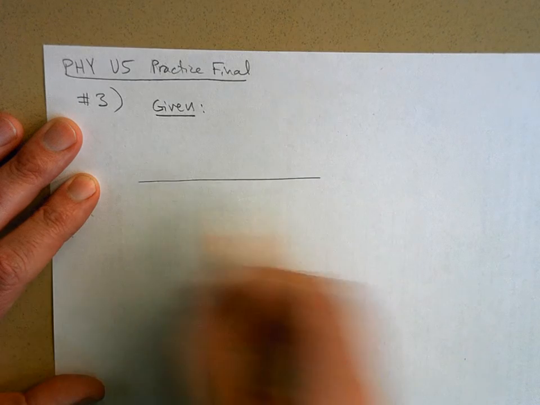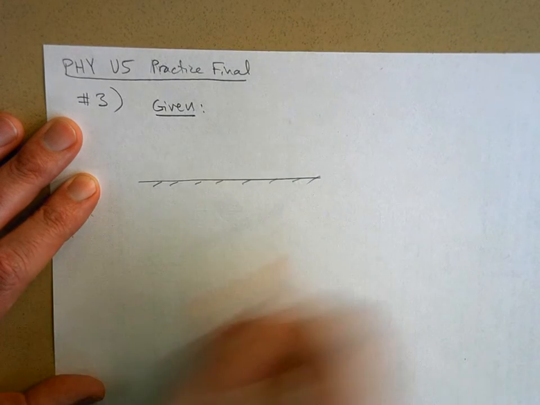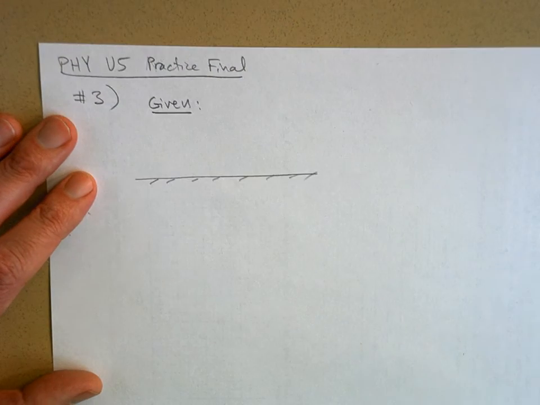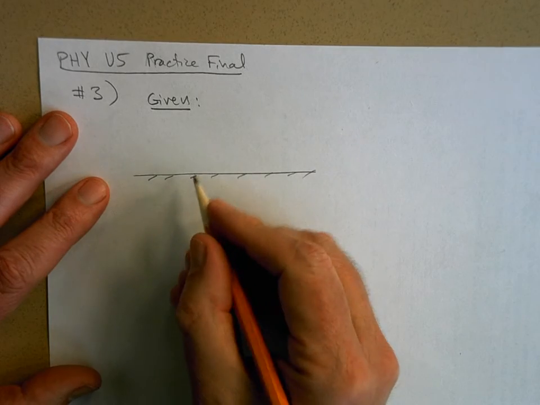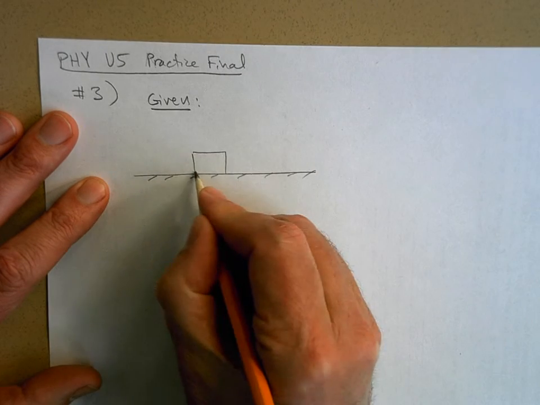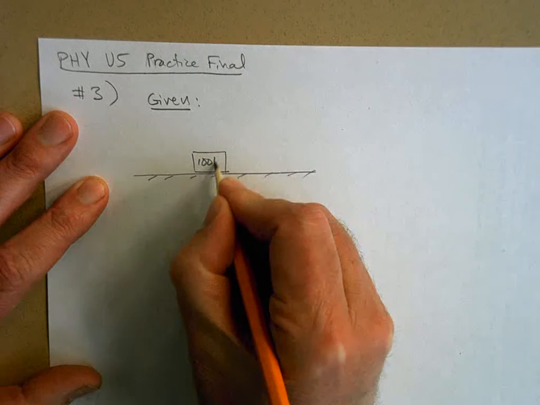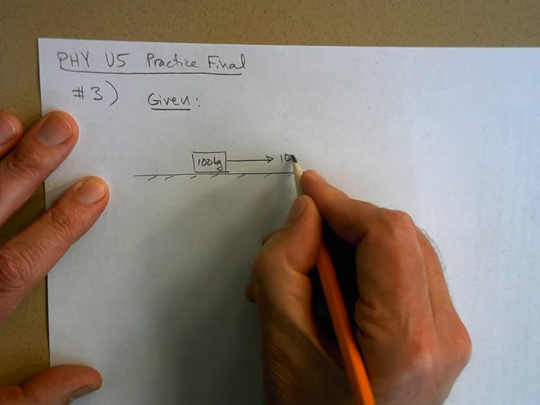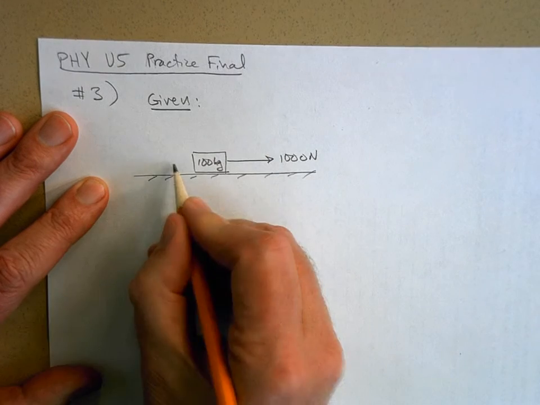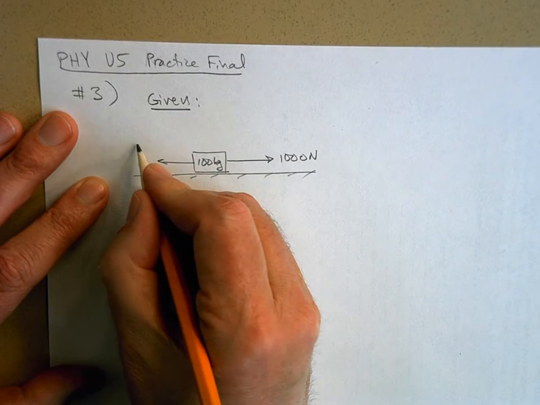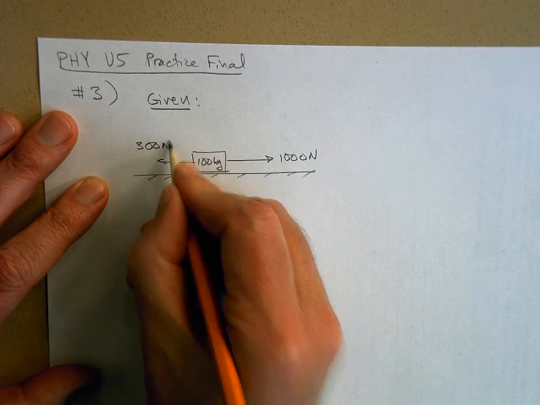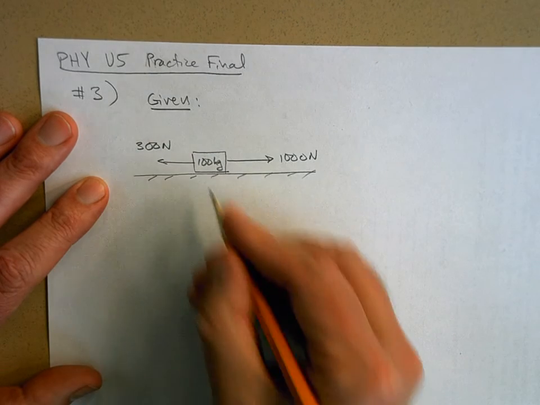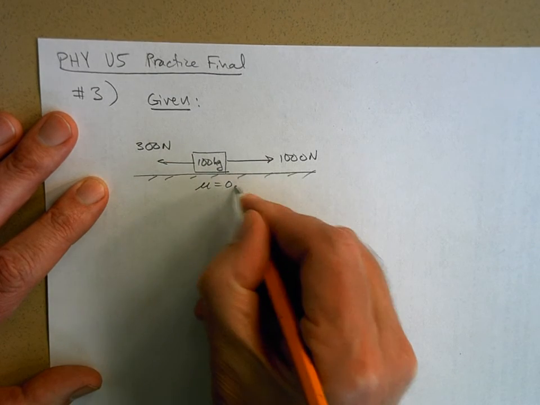So here's our flat surface. And let me know if I go off screen. Okay. So here we've got a 100 kilogram crate. And this is being pulled this way with 1,000 newtons of force. This is being pulled this way with 300 newtons of force. And we're given a coefficient of friction of 0.3.